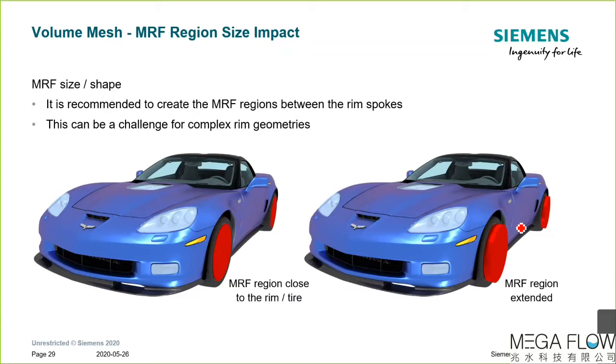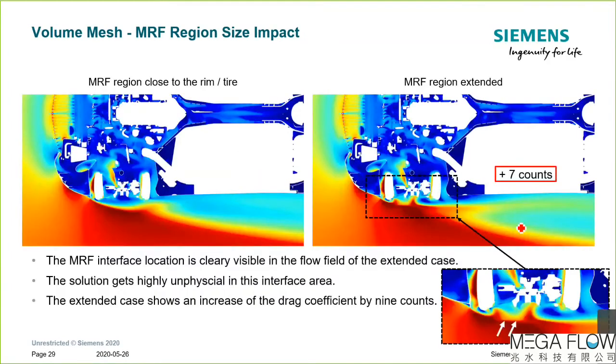On the right-hand side is the other extreme, I would say. The MRF region really extended into the main volume, into the main airflow. So let's have a look at the results for these two cases. You can see on the left-hand side, again, the small MRF region moved towards the rim, and on the right-hand side, the extended MRF region.